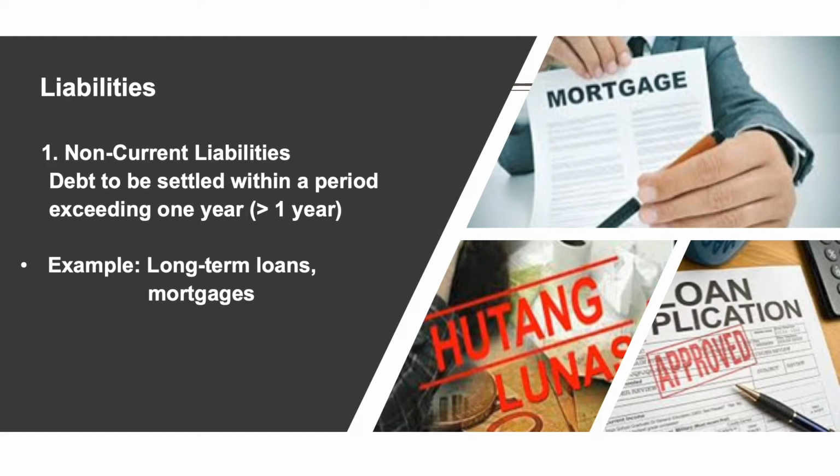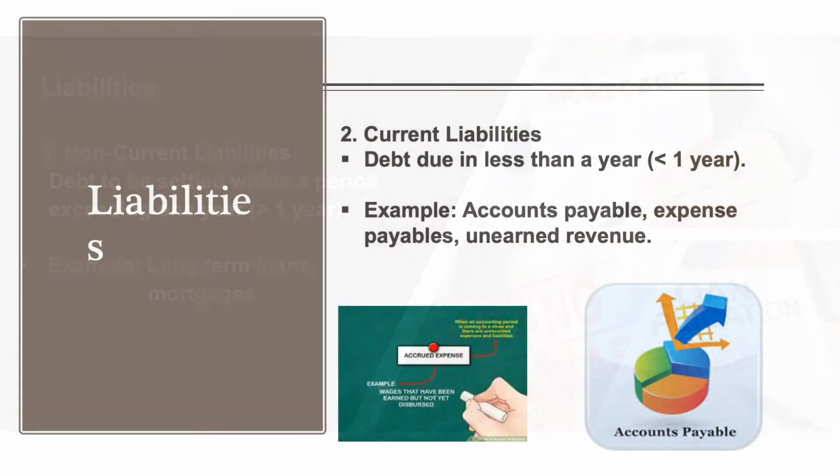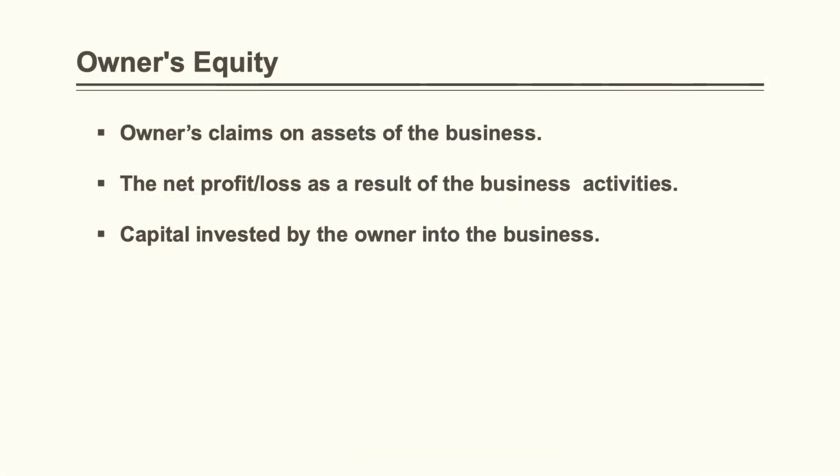The second type of liability is current liability. These are liabilities that are due in less than a year. Examples: account payable, expense payable, unearned revenue. Now we go for the final part, owner equity. Owner equity refers to the owner's claims on the asset of the business. These include the capital invested by the owner into the business, and the net profit or loss as a result of business activity.